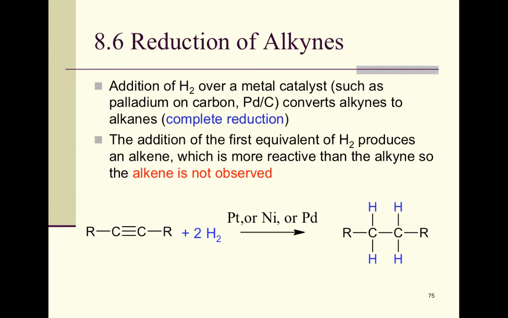Reduction of alkynes. Addition of H2 over a metal catalyst, such as palladium on carbon, converts alkynes in a complete reduction to alkanes. The addition of the first equivalent of hydrogen produces the alkene, which is much more reactive than the original alkyne, so you can't keep the alkene from reacting. You do not observe the alkene, it just goes all the way over to the alkane. The biggest difference in this reaction to the one we saw with the carbon-carbon double bond, with the triple bond, notice we have to have 2 moles of hydrogen to produce our alkane.